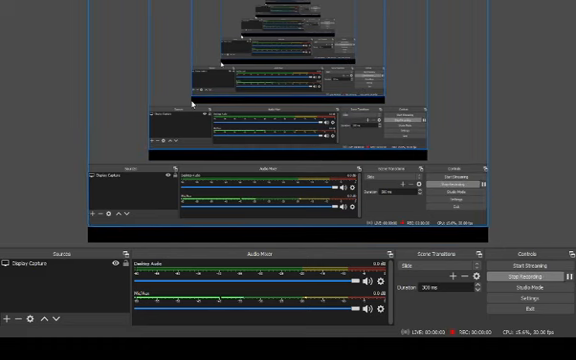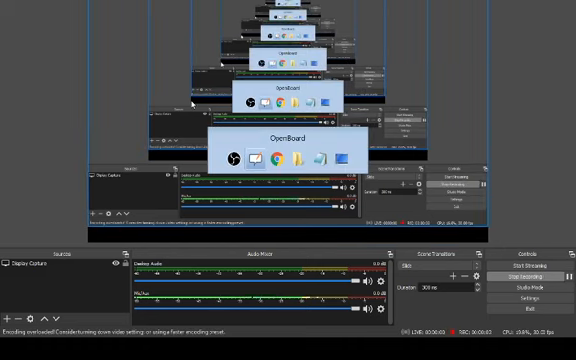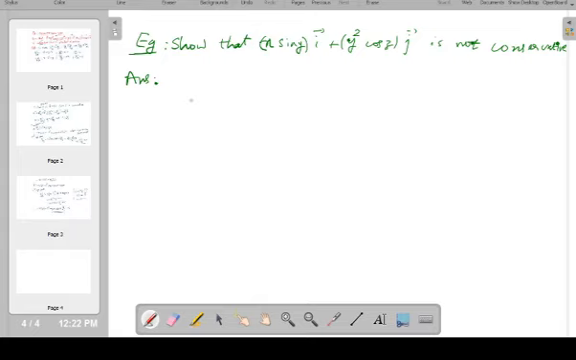Hello students, now we are going to see an example of a vector field which is not conservative. Show that x sin y plus y square x sin y vector i plus y square cos x vector j is not conservative. So this is your M, this is your N, this is a vector field in R2.